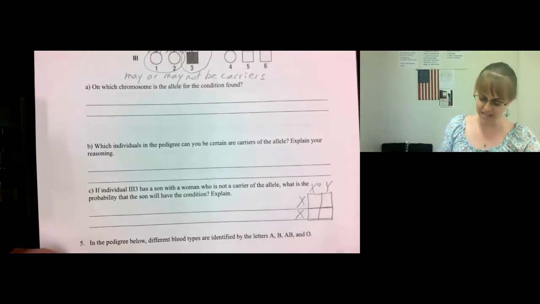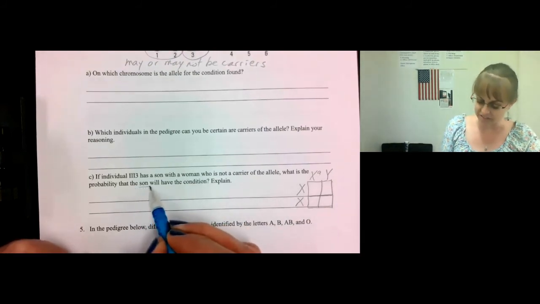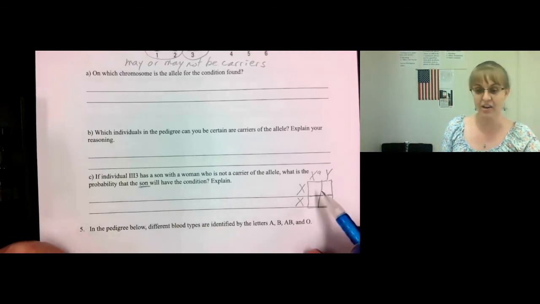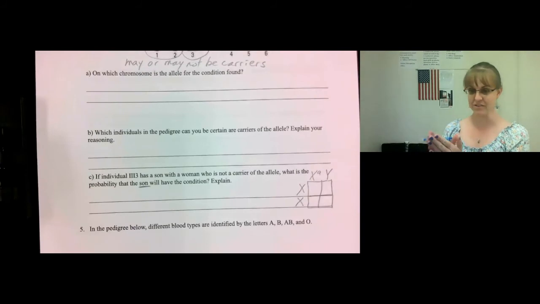Now, do your cross. Well, it gets a little crazy here. First, they want to know if the son will have the condition. So if it makes a daughter, ignore it. So only look at the possibilities that make a male. Then, out of the chances that it could make a male, look at how many of those chances, what percent have the condition. So only look at the males, then figure out what percent have the condition.